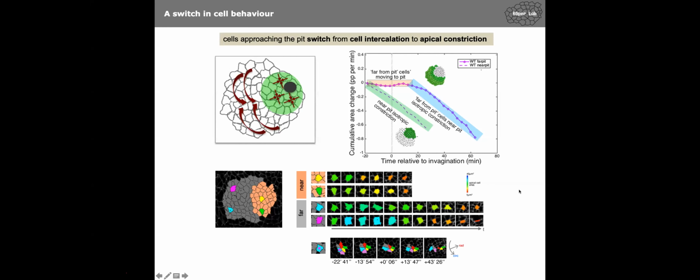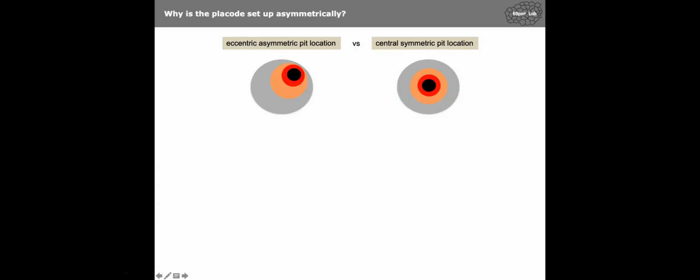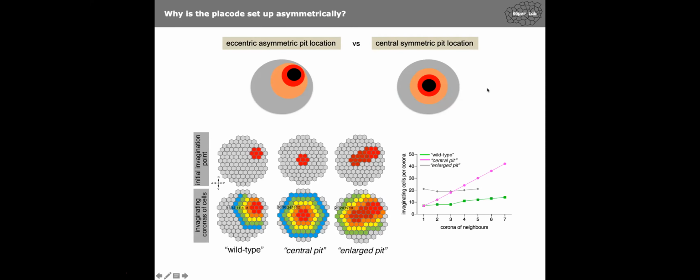But then we wanted to know why actually is the setup in the placode in this way, that this invagination point is in the corner, is in an eccentric position? Why is it not symmetrical? Is there a reason for that? So in the wild type, what we see is this eccentric asymmetric pit location. But why can't it also work with a central symmetric location? And so we did a thought experiment first to see if we could come up with an explanation that we could then test in the flies why this might be the case.